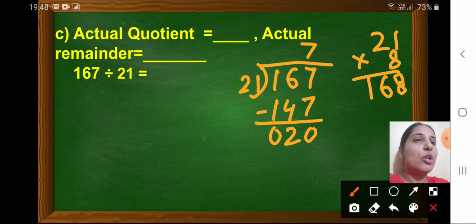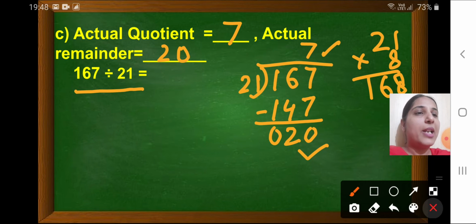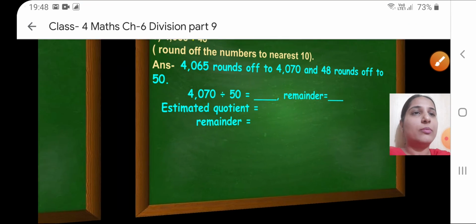So what is the actual quotient obtained here, children? Yes, actual quotient is 7, whereas actual remainder is 20. And how did we get that actual quotient and actual remainder? By dividing the dividend and divisor without rounding them off. So what is the actual quotient obtained here? 7, and actual remainder is 20. Got it, children? Now let's move to the next question.